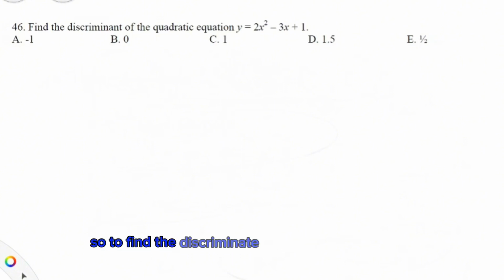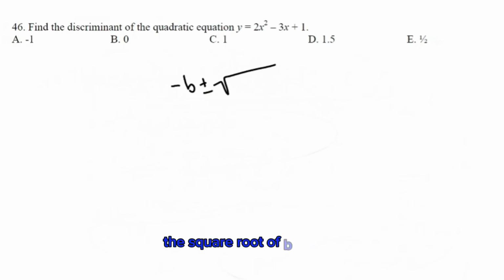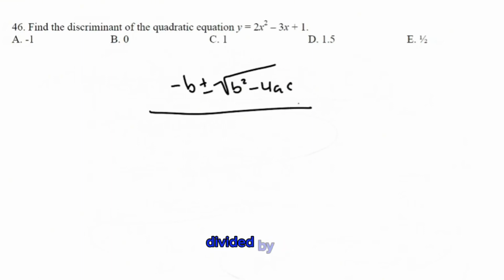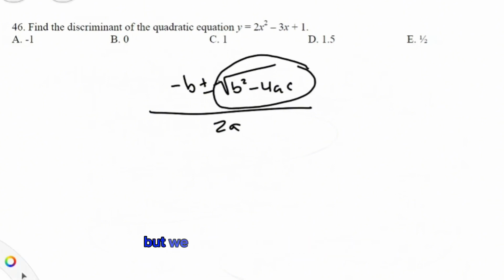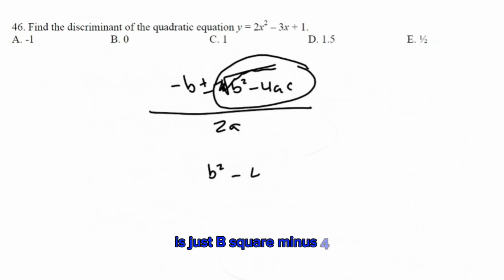To find the discriminant of a quadratic equation, we need to know the formula a bit. So negative b plus or minus the square root of b squared minus 4ac divided by 2a. That is your quadratic formula. Whatever is in the square root is just our discriminant, but we don't take the square root. So our discriminant is just b squared minus 4ac. So that's how we found our discriminant.